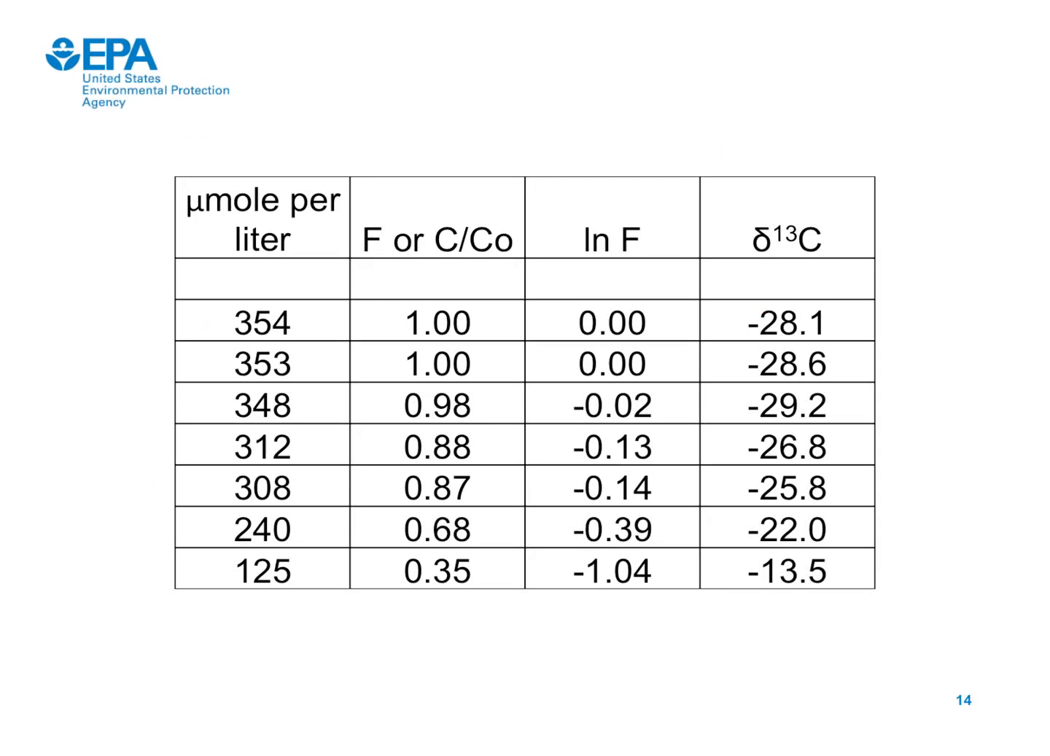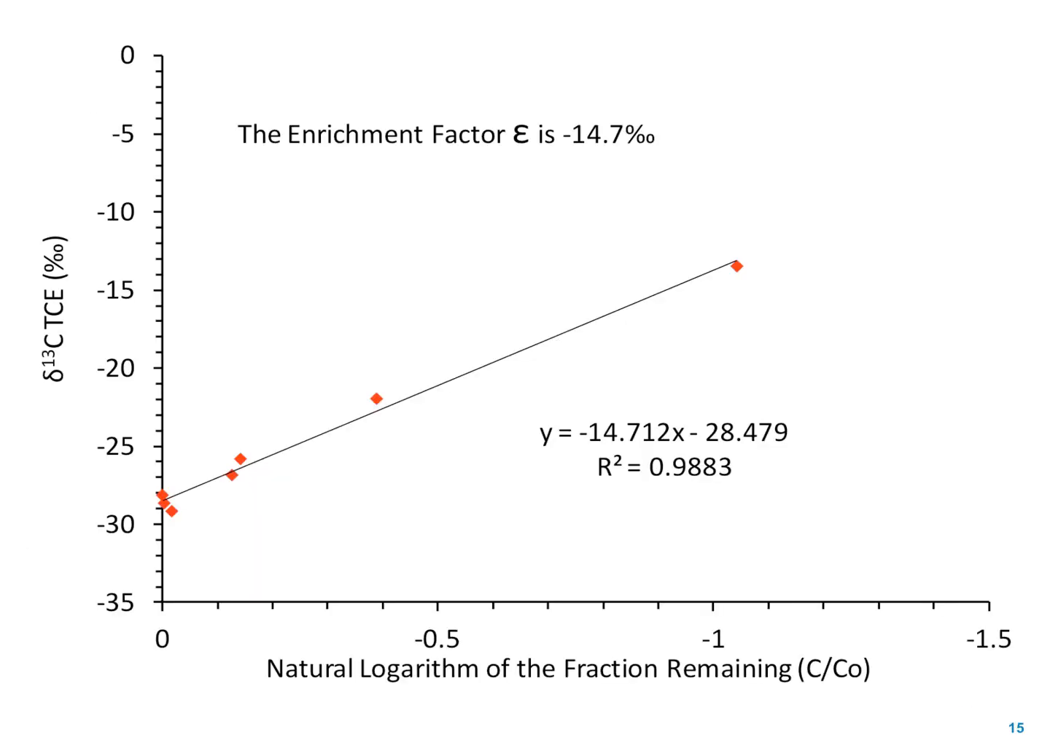This is the simplest way to do it for me, at least. You simply have the concentrations over time, and so you divide the concentration at any time by the highest concentration. That gives you the fraction remaining, or C over C naught. You take the natural log of the fraction remaining, and now we're going to plot delta 13C as a function of the natural log of the fraction remaining. And that's in the next slide.